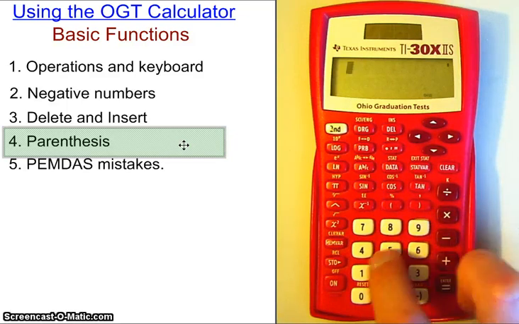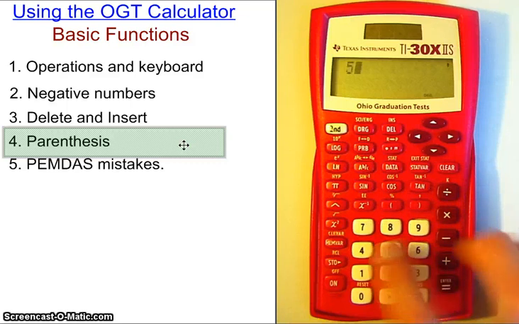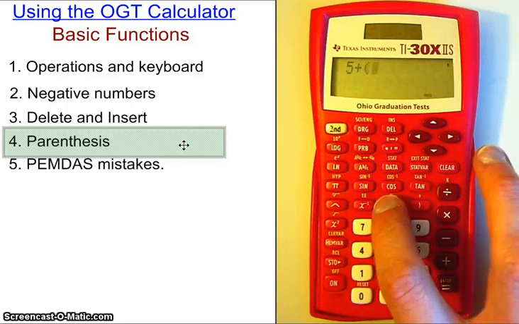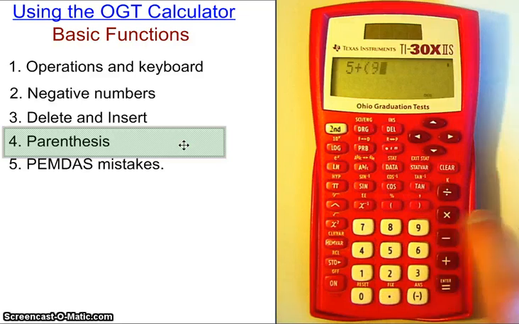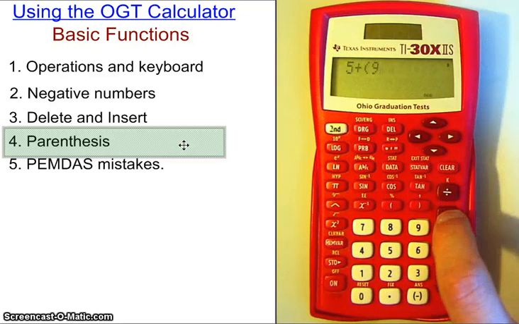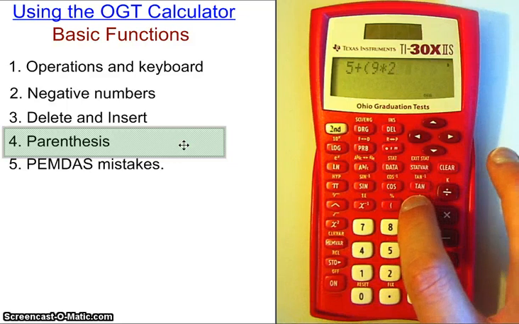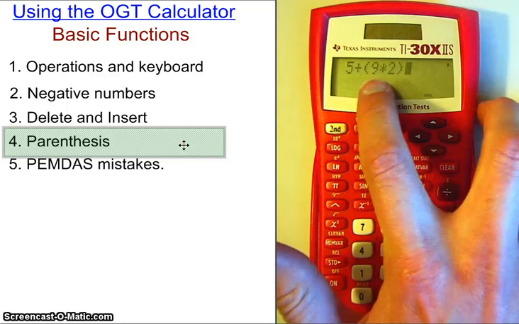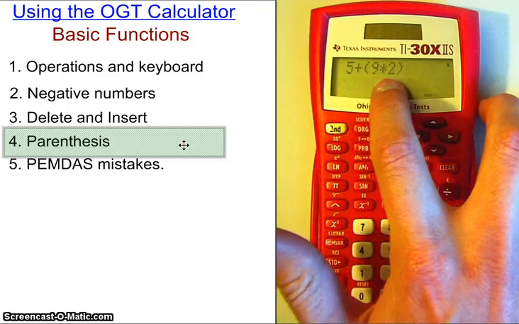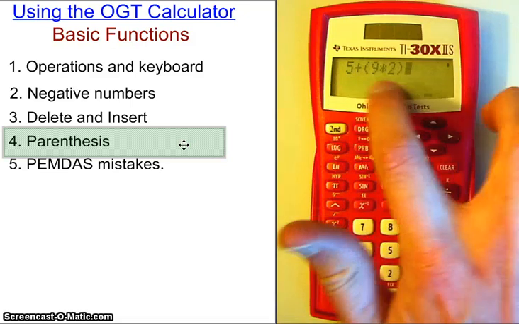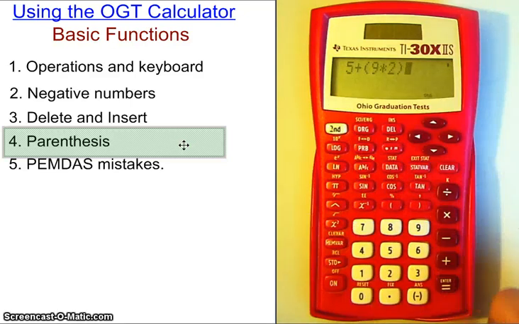So if you have something like, let's say 5 plus, and then you want to put in parentheses 9 times 2. And then you close the parentheses. What this is going to do is multiply the 9 and 2 before it adds the 5. So that's the use of the parentheses in this case. So go ahead and press equals, and you'll see the answer there.